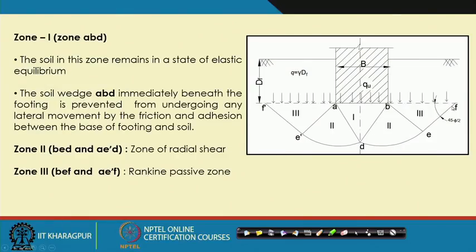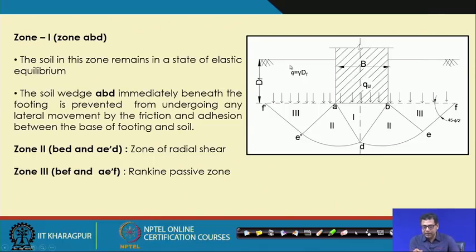Now, this failure surface extends up to the base of the footing, because this is the footing base, this is the soil above the footing base, and this is the ground surface. So, the failure surface extends only up to the base of the footing. It is not extended within the soil above the base of the footing. So, the resistance provided by this soil is not incorporated in this theory. That is one assumption, but this is incorporated indirectly.